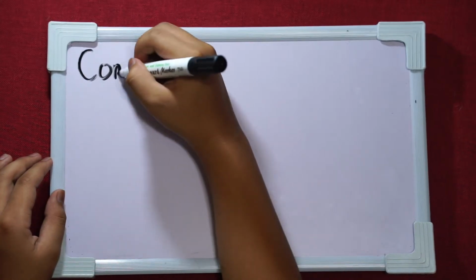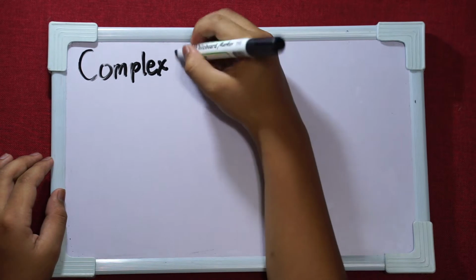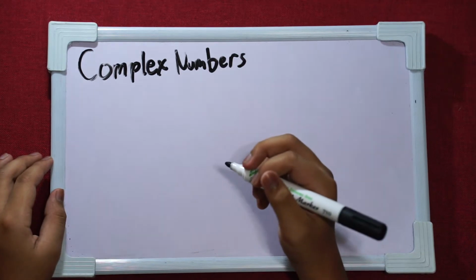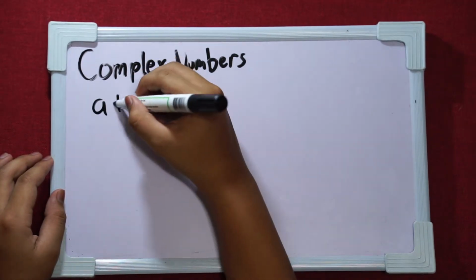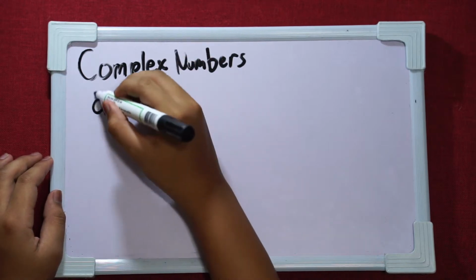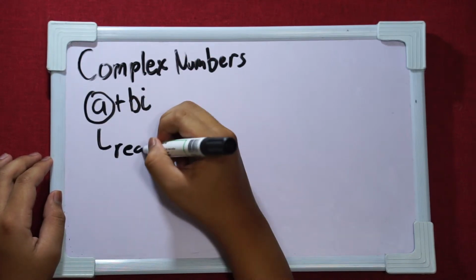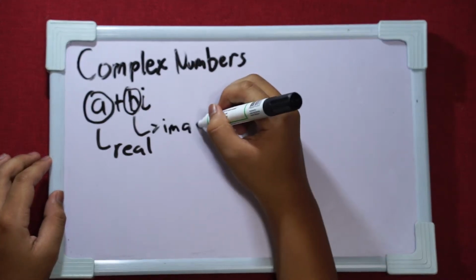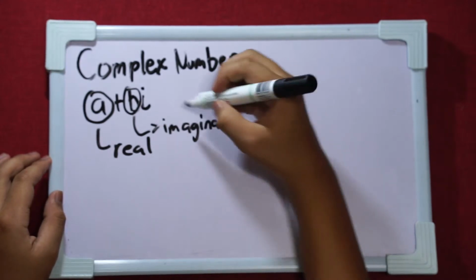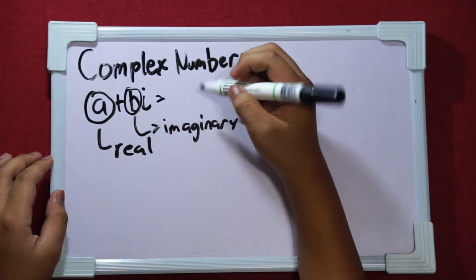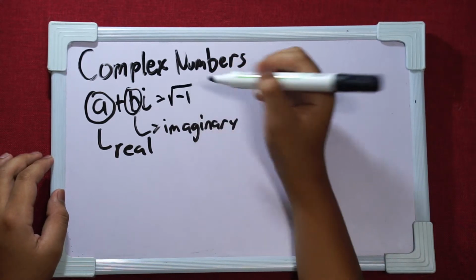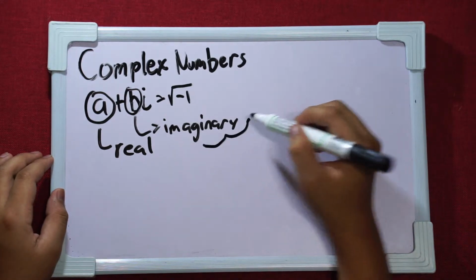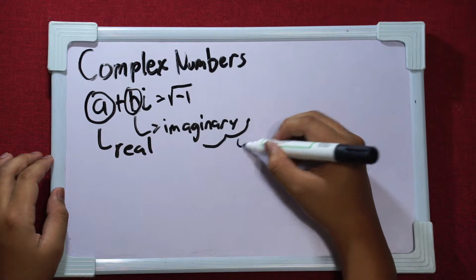Complex numbers. The general form of complex numbers is a plus bi. a is the real part and b is the imaginary part. And i is equal to the square root of negative 1. This is a complex number because real and imaginary together make a complex number.